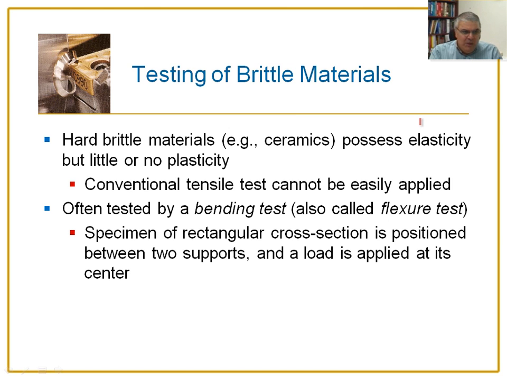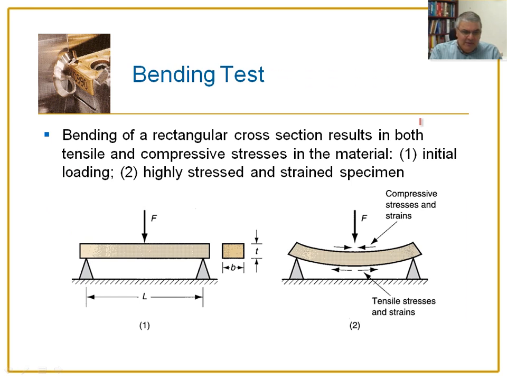So how can we measure the mechanical properties of brittle material? We use a test called a bending test or flexure test. In that case, the specimen of a rectangular cross-section is positioned between two supports and a load is applied at its center. Here's an example of a bending test setup and the way it is actually carried out.